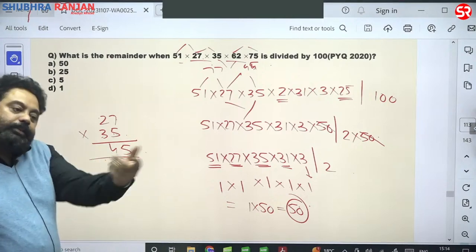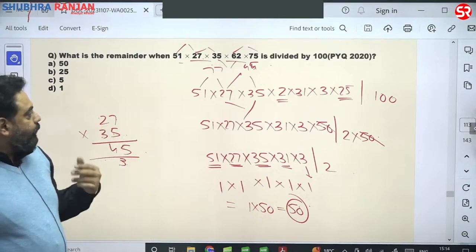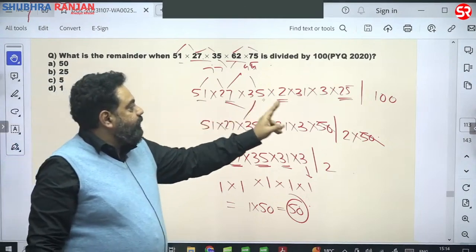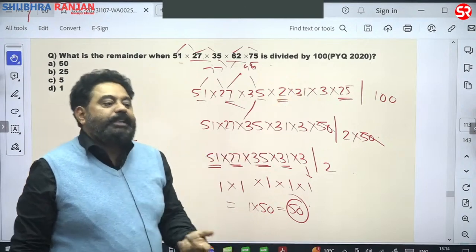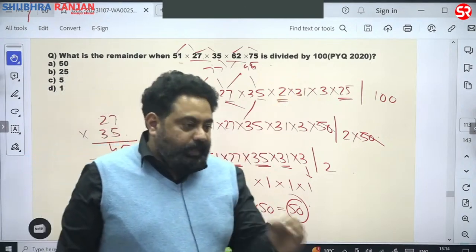Had it been 10, we could have picked up the last digit. Last digit is 1, this is 7, this is 5, this is 1. It could have been easier. Are you understanding or not?